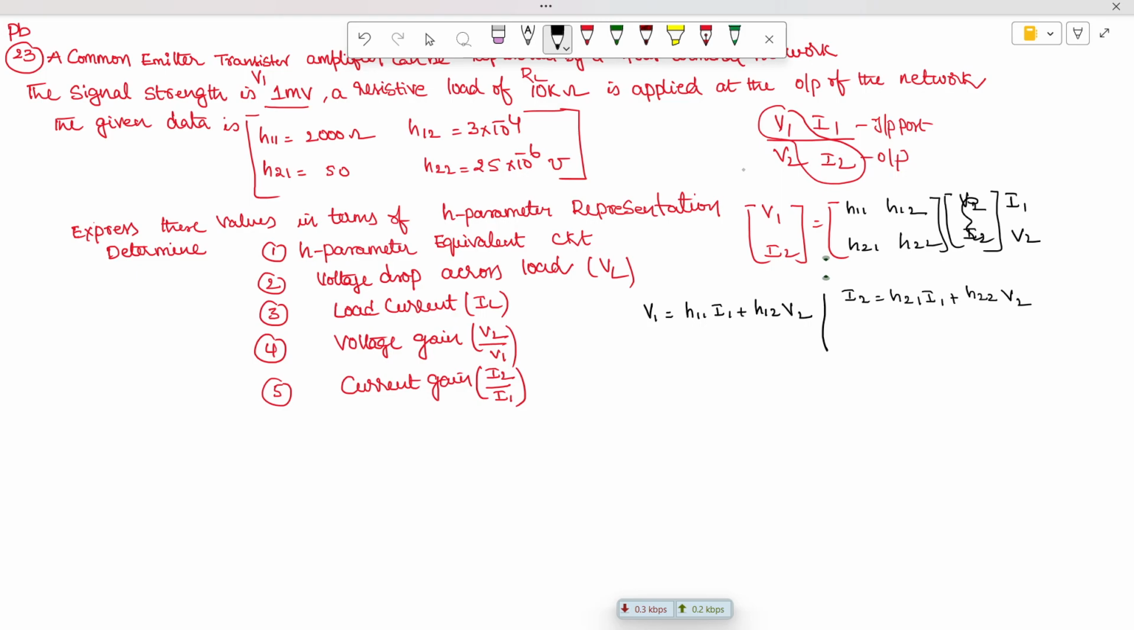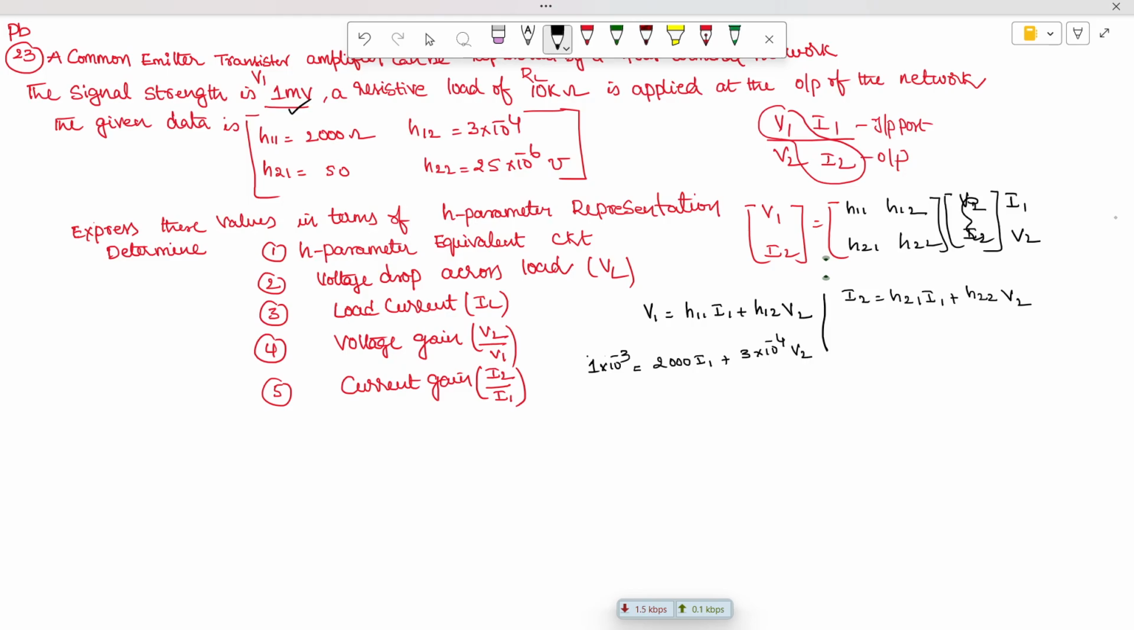These are very important if you want to solve. That's why I told you to write down in this form. So now let's try to substitute here. V1, how much is applied? 1 into 10 to the power minus 3 volts is applied. What is the value of H11 given? H11 is 2000 into I1. What is the value of H12 given? H12 is 3 into 10 to the power minus 4 V2.